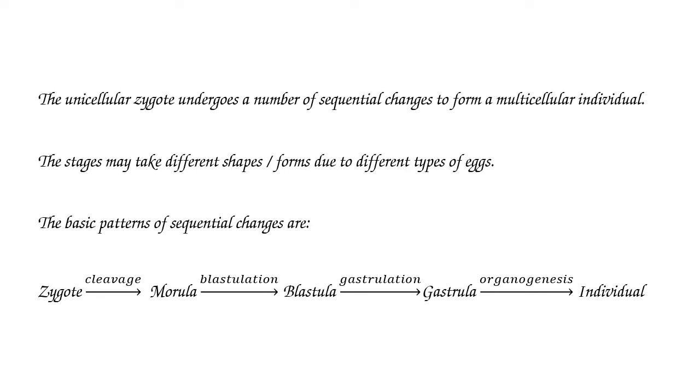In the previous part we discussed that the egg pronucleus and sperm pronucleus fuse together to form a diploid zygote. It is unicellular and it retains 46 chromosomes, 23 chromosomes from paternal and 23 chromosomes from maternal. So the unicellular zygote undergoes a number of sequential changes to form a multicellular individual.